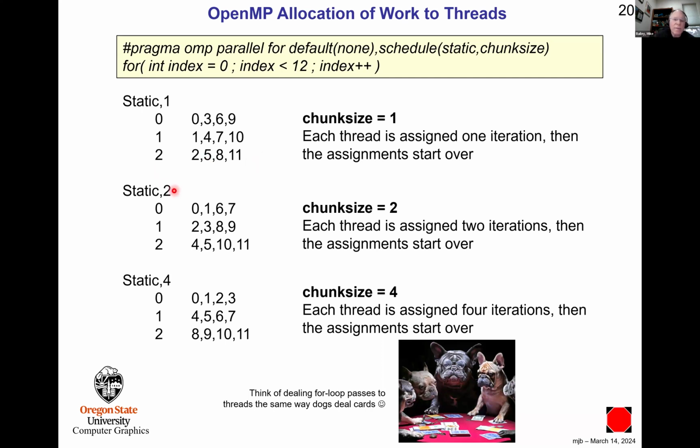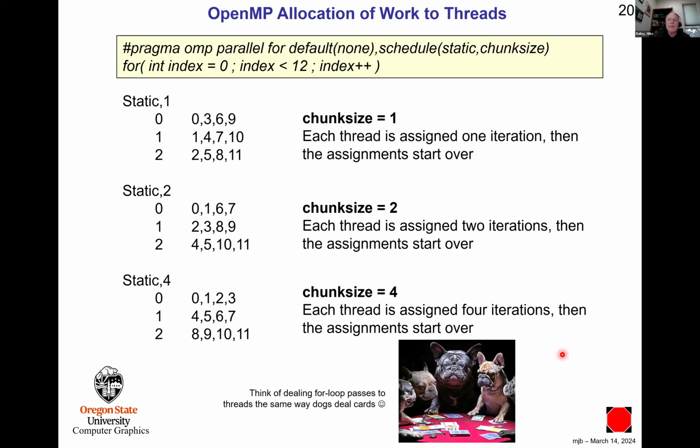If you say 2, well, then it's going to deal 2 cards to thread 0, 2 cards to thread 1, and so on. And if you say 4, then it's going to deal 4 cards to thread 0. And that's what chunk size is all about. If you do nothing, if you say like schedule static and don't specify a chunk size, it'll do 1. Okay, but think about this as dealing cards like the famous dogs playing poker paintings.